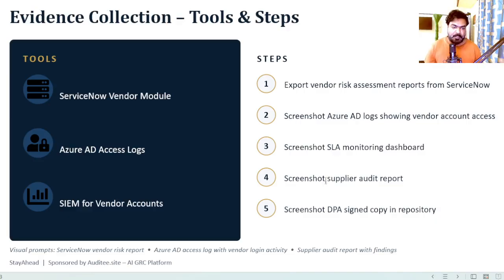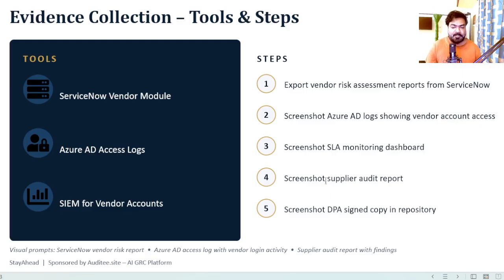Evidence collection, tools, and steps for operating effectiveness. That brings us to operating effectiveness. Is the control actually functioning day to day, not just documented? This time the tools shift towards live system data: the ServiceNow vendor module, Azure Active Directory access logs, and the SIEM used to monitor vendor accounts.